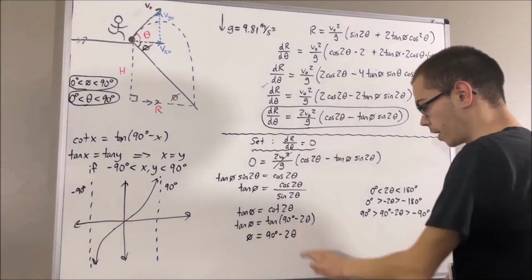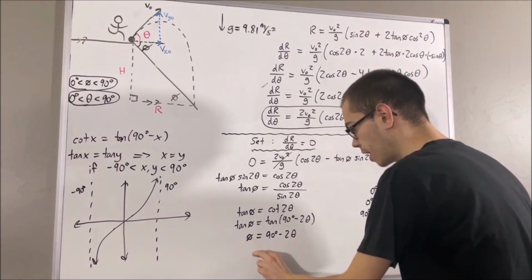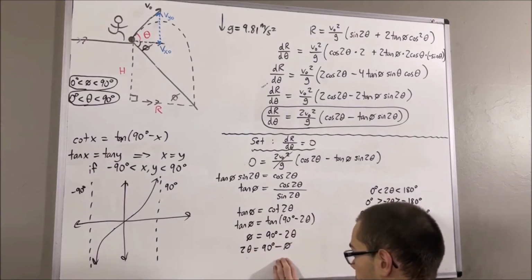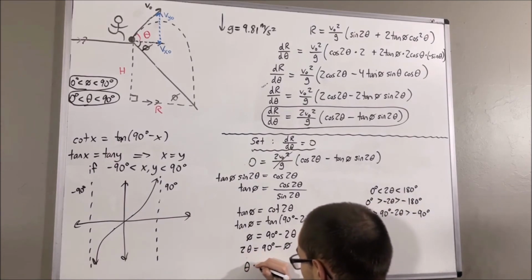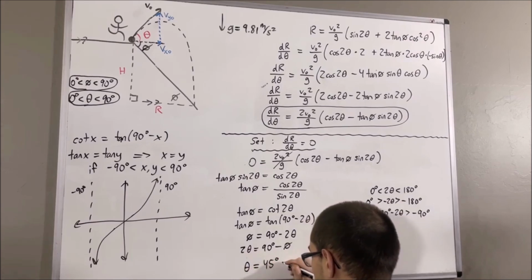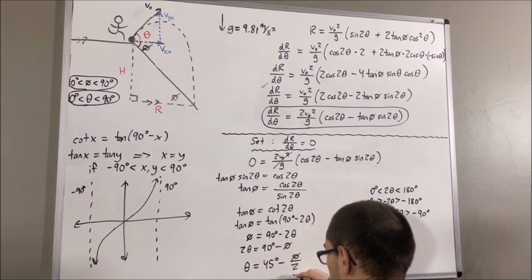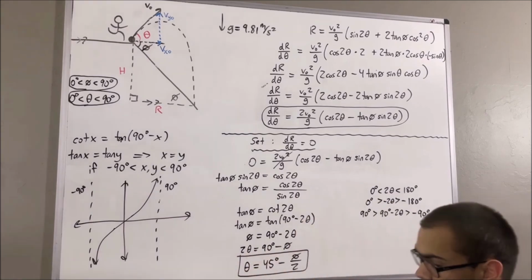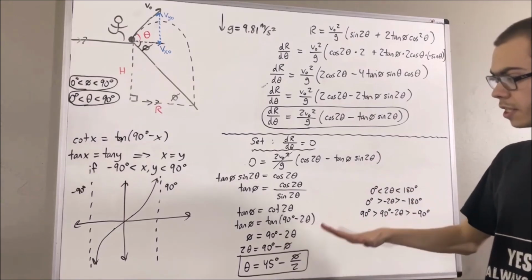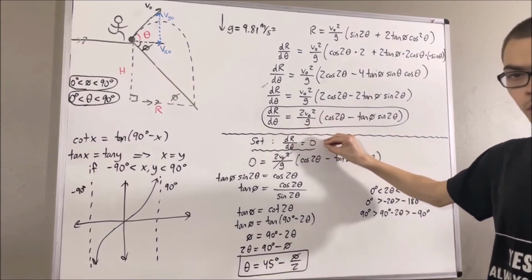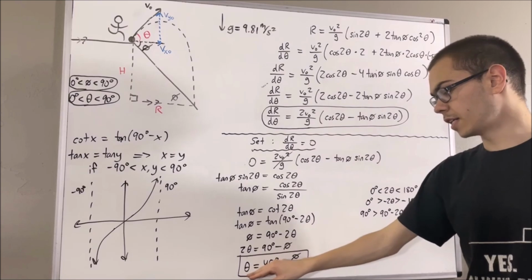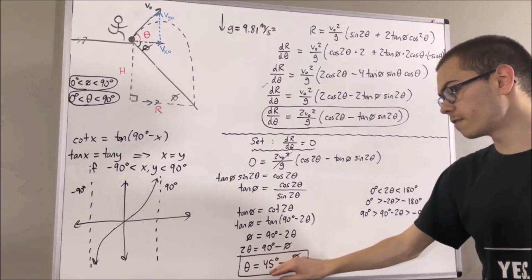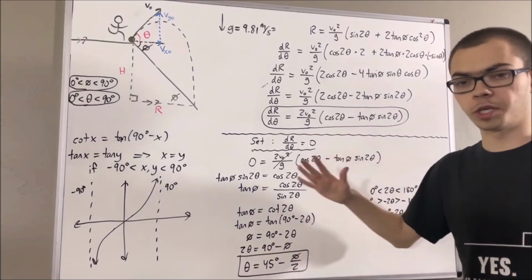And now let's just solve for theta. We'll add 2 theta to the other side, we'll subtract phi to the other side. So we get this, and then if we divide 2 on both sides, we get theta equal to 45 degrees minus phi over 2. So this is the launch angle that we were looking for. And so what we see here is, when we set the derivative equal to 0, we have theta equals 45 degrees minus phi over 2. So at a launch angle of 45 degrees minus phi over 2, we have a critical point.